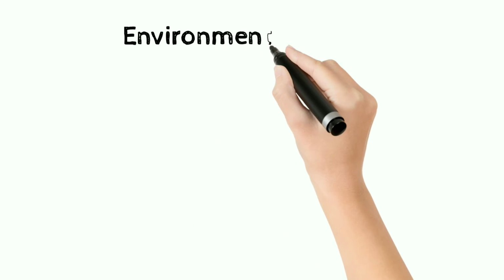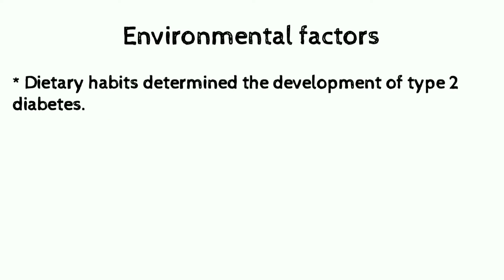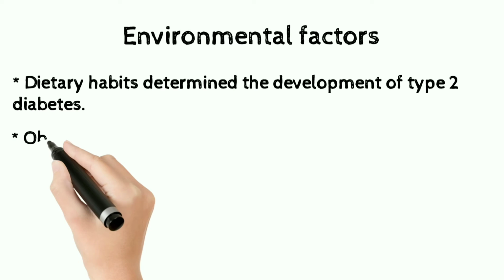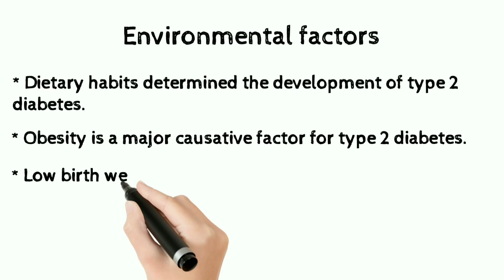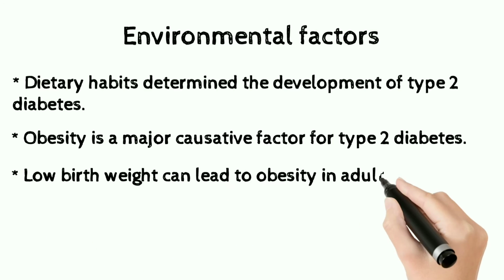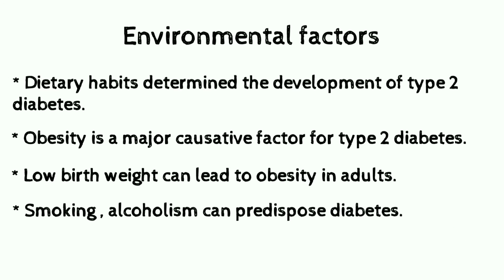Next one is environmental factors. Dietary habits determine the development of type 2 diabetes, because diet can control the occurrence of obesity. Obesity is a major causative factor for type 2 diabetes. Low birth weight also causes obesity in adults. Furthermore, smoking and alcoholism can predispose to this disease.